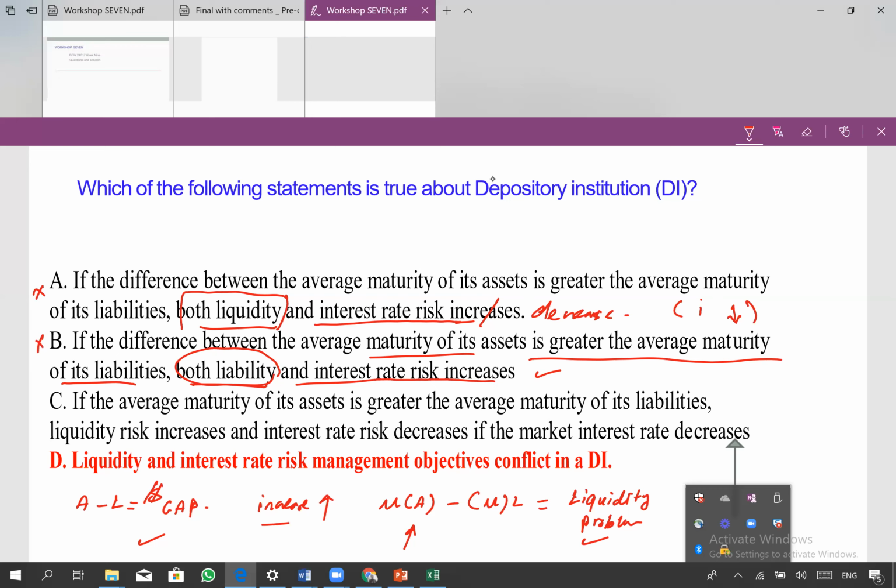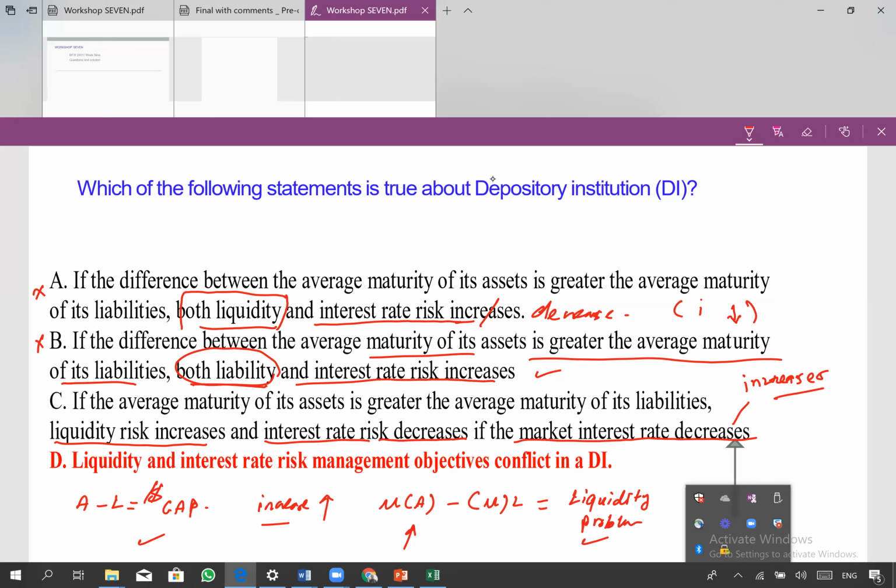Number 3, if the average maturity of assets is greater than the average maturity of liabilities, liquidity risk increases. Yes, we agree. And interest rate risk decreases. Okay, when? If the market interest rate decreases. No, if the market interest rate increases, because now we will have benefit from that one.